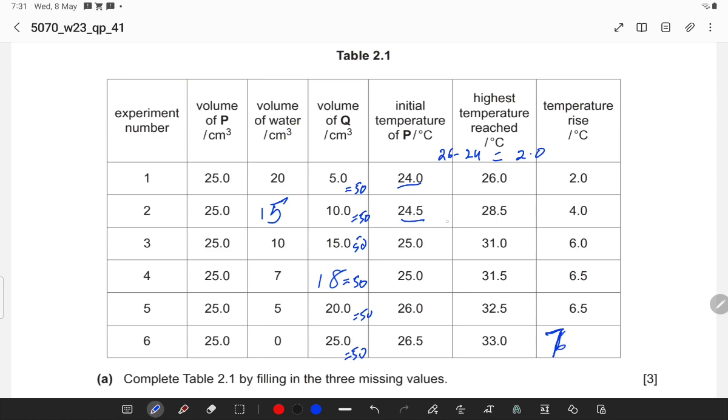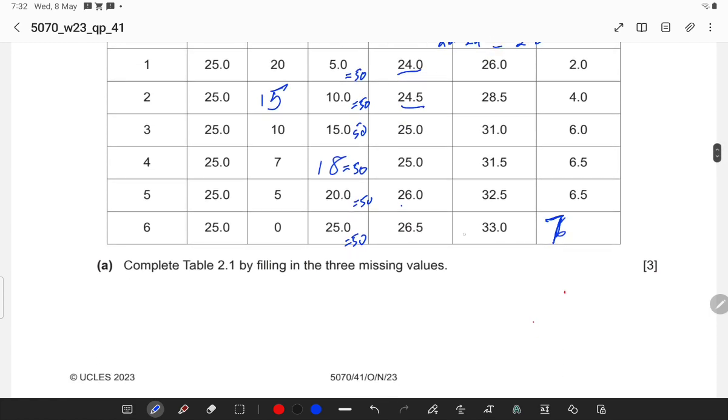Similarly, this is the initial temperature, 28.5, and final minus initial, we get 4. 31 minus 25, we have 6. 31.5 minus 25 is 6.5, and 32.5 minus 26 is equal to 6.5. So in this way, this one is not filled, and you have to fill this column.